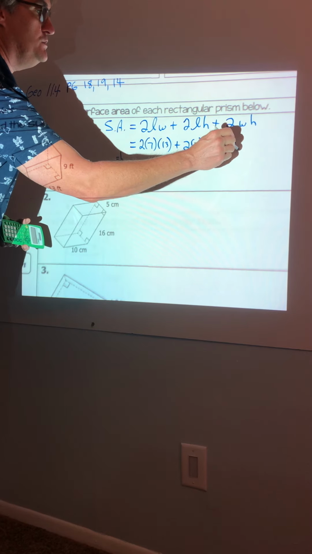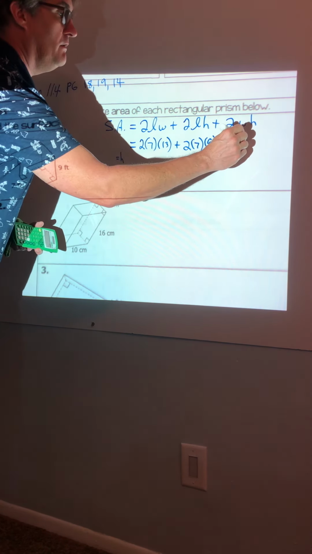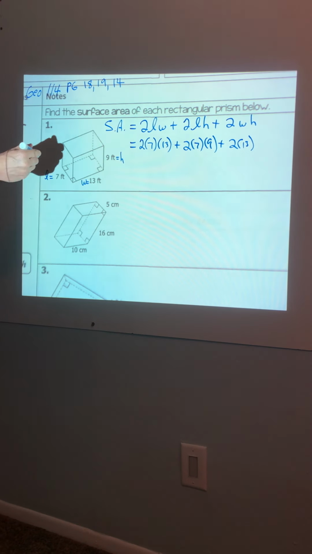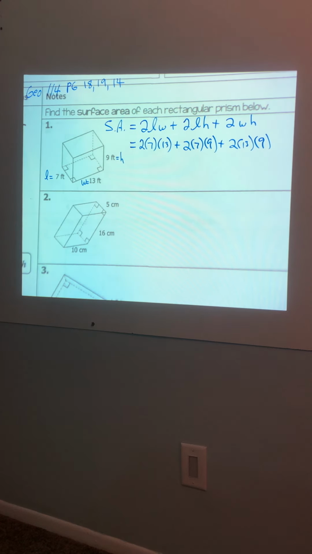And here comes another 2. The width we said was 13. And then the height was 9. So if you notice, it's just a combination of 7, 9, and 13. All you're going to do is multiply your brains out. Here we go.